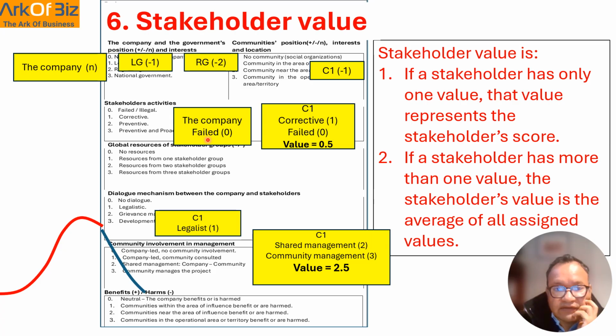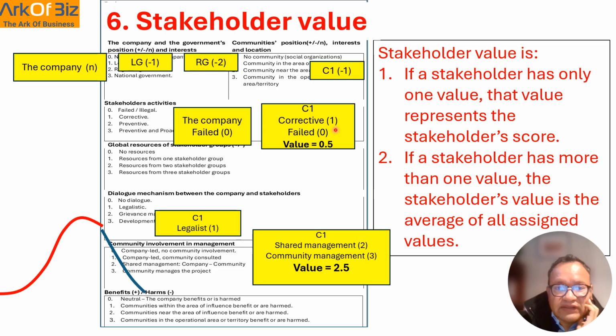with failed activities. This means that the stakeholder has only one value, so its final score is simply 0. However, the next stakeholder, community 1, has two values. One is for corrective activities. For example, they want the company to make corrections while strictly respecting the rule of law. But perhaps the company ignores the complaints and the community takes an illegal action such as blocking roads, which is assigned a value of 0.